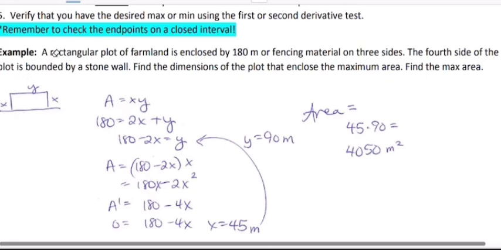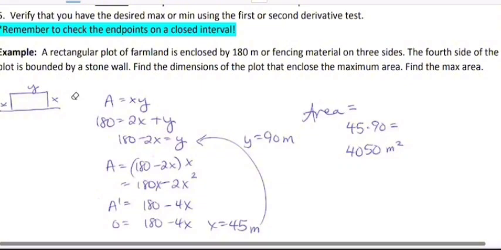Okay, and of course, if you take a look at the statement here, it said a rectangular plot of farmland is enclosed by 180 of fencing material on 3 sides. Now when you take a look at what that means, you're actually gonna have the 180. Okay, take a look at, say, on 3 sides. If I'm only focusing on 3 sides, I'm only focusing on this side, this side, this side. So I'm not focusing on the entire rectangle.